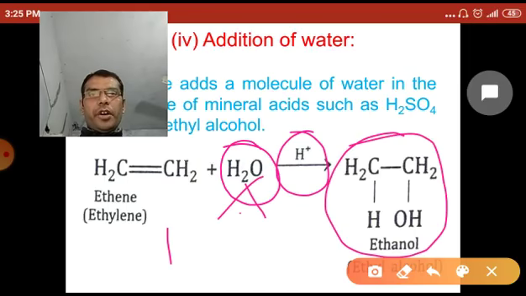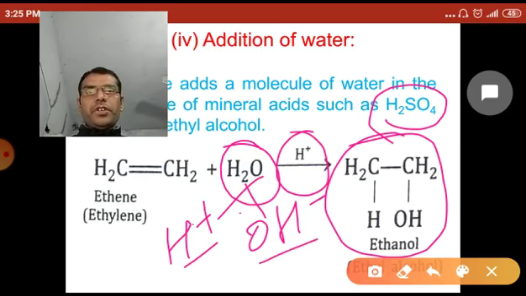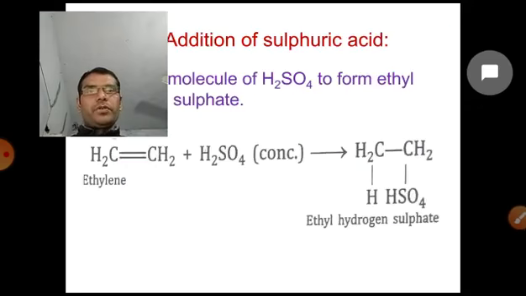H2O molecules break down into H+ and OH-, and H2SO4 activates the reaction. Then H+ combines with one carbon and OH- combines with the other carbon to form ethanol, and the double bond breaks down into a single bond. That means unsaturated compounds change into saturated compounds.